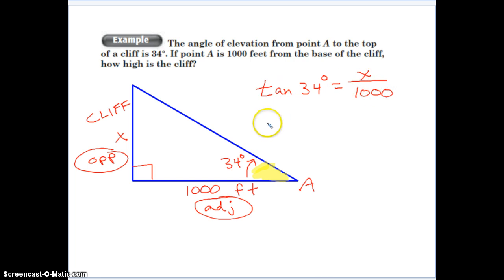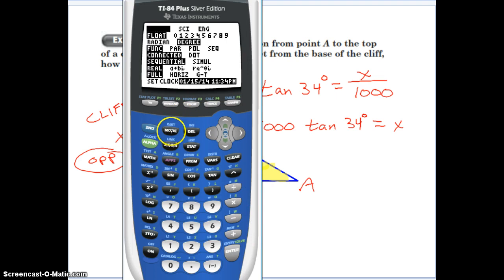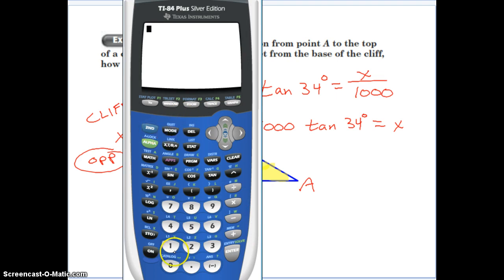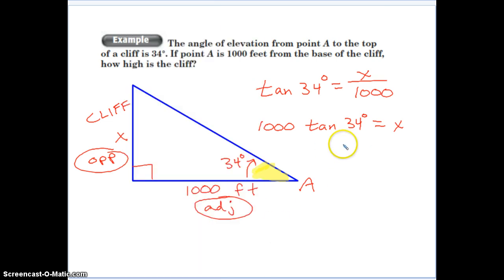Now multiplying each side by 1,000 gives me 1,000 times the tangent of 34 is equal to x. So now I just type that into my calculator and make sure I'm in degree mode. I am. So 1,000 tangent of 34 is 674.5 feet. So 674.5 feet is approximately x.